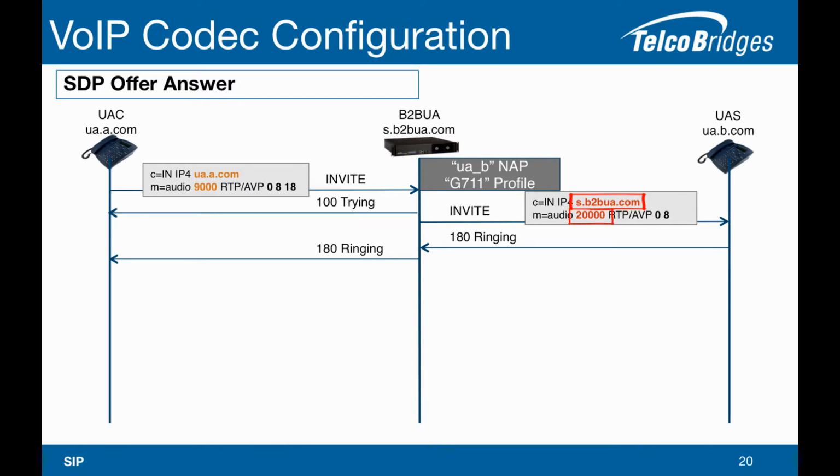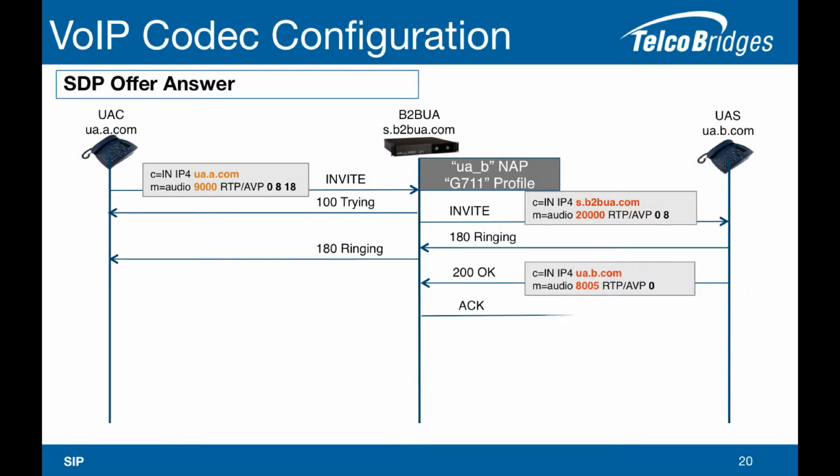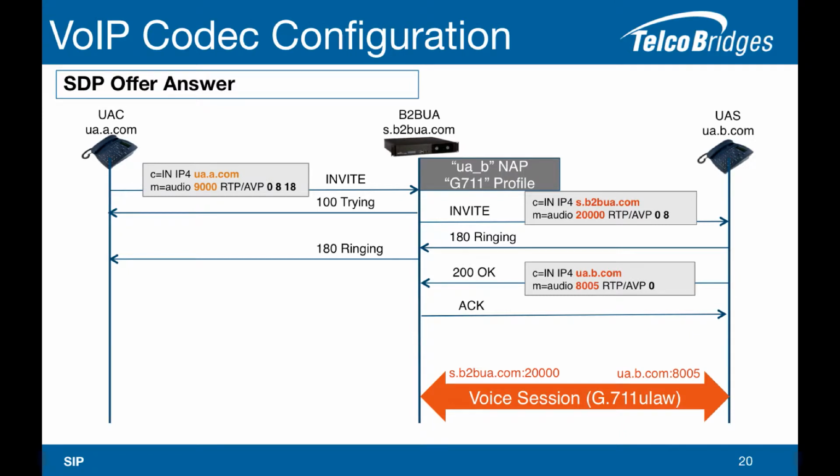s.b2bua.com and port 20000. UA.B sends an SDP answer in the 200 OK SIP response, providing its receive information ua.b.com at port 8005 and specifying codec PT0 or G.711 μ-law as the only codec supported by this phone. The G.711 μ-law RTP stream is then established between s.b2bua.com port 20000 and ua.b.com port 8005.